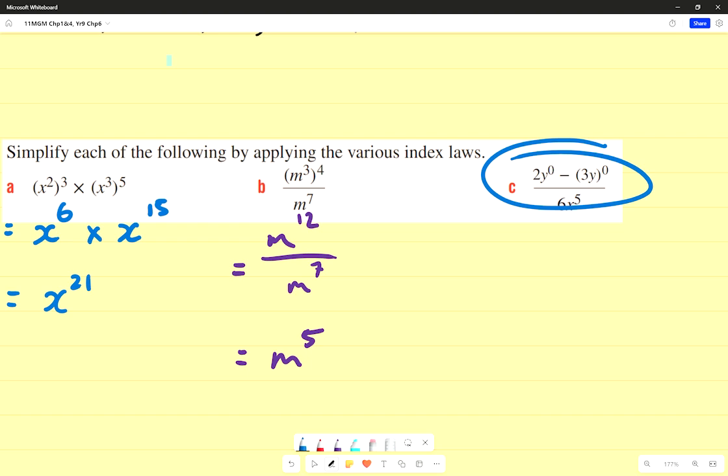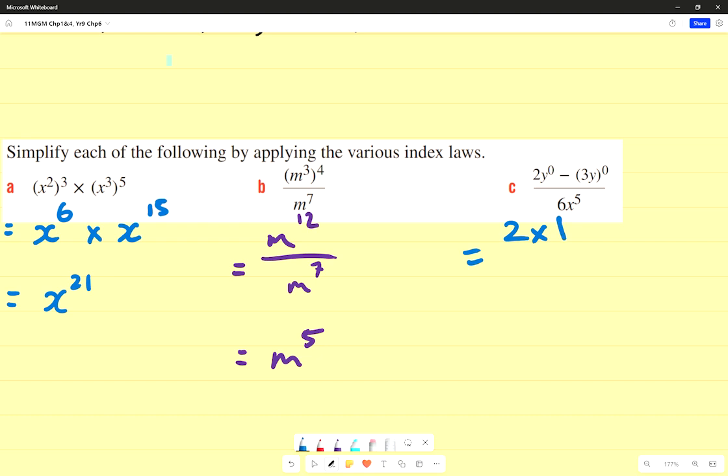It is 3y. Yeah, absolutely. The reason is because the first one's technically 2 times y to the power of 0, isn't it? So the first one, we rewrite it as 2 times y to the power of 0 is 1. So it's 2 times 1. That is 2, not 1.